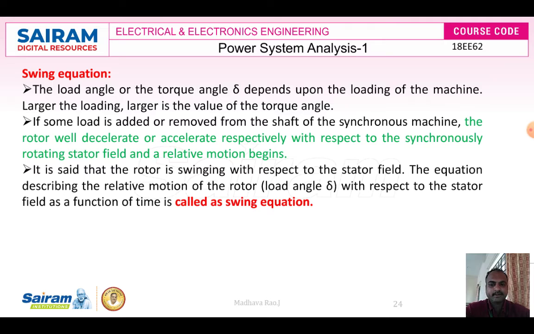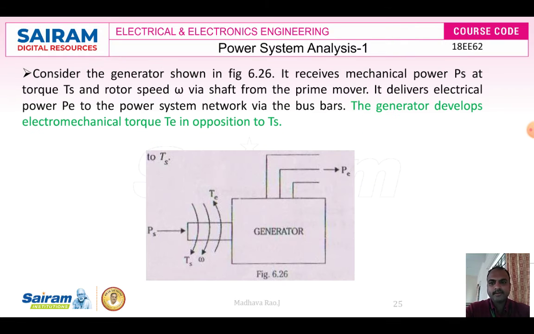The equation that describes the relative motion of the rotor with respect to the stator field as a function of time is called the swing equation. So in the swing equation we are deriving the relative motion between rotor and stator as a function of time. Here we can see a synchronous generator. Here we have TS and TE. TS is the mechanical torque and TE is the electrical torque.